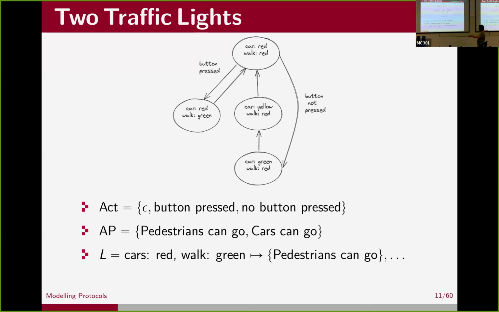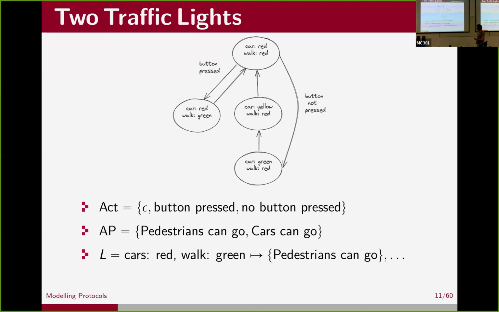So this is what the labeling function also does, right? For example, if the car traffic light is red and the walking traffic light is green, then pedestrians can go, and that's the single atomic proposition, right? Remember, this is the power set of atomic propositions. So this is just telling me what propositions hold in each of these individual states. I kind of need a way to interpret what that means.